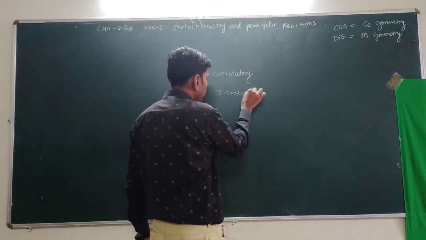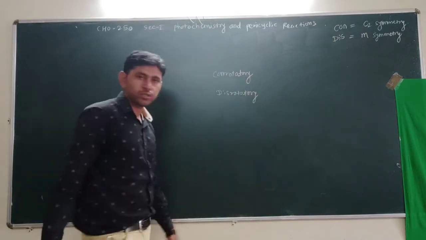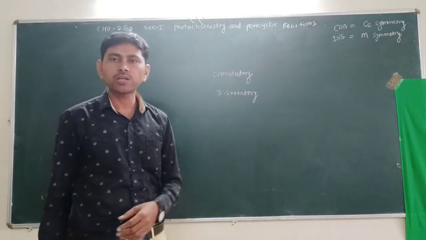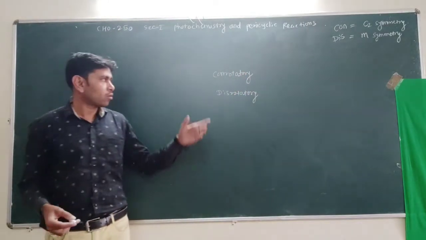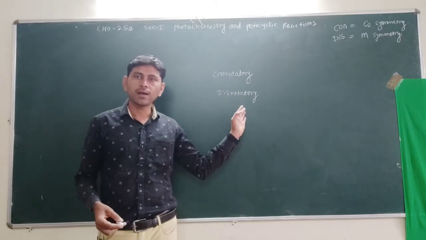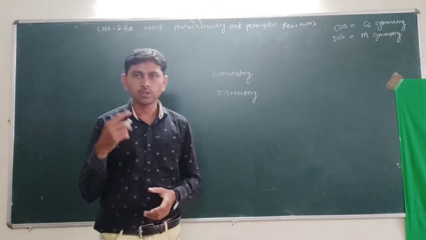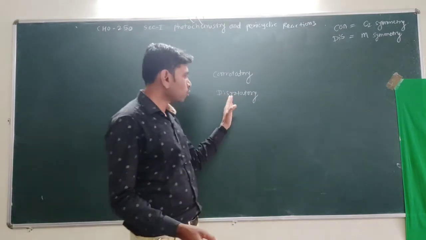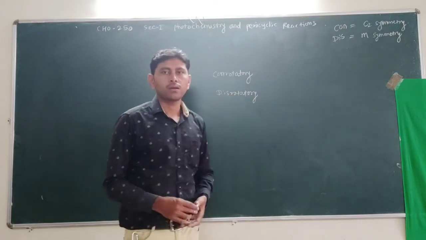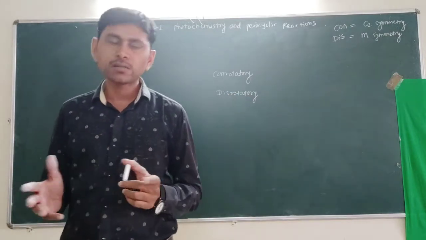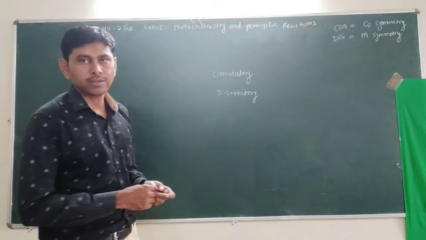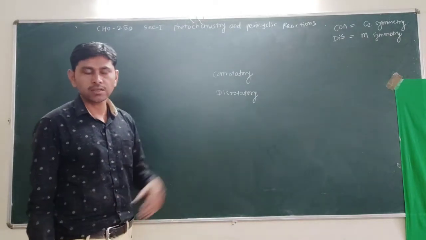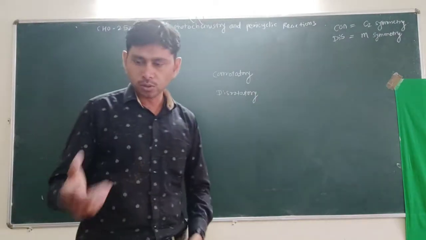Conrotatory motion means both the orbitals rotate in a clockwise direction or both in a counterclockwise direction, and disrotatory motion means one orbital rotates clockwise and the other anti-clockwise. That means both orbitals rotate in different directions. That is disrotatory motion, and it results in certain stereochemistry when groups are present.